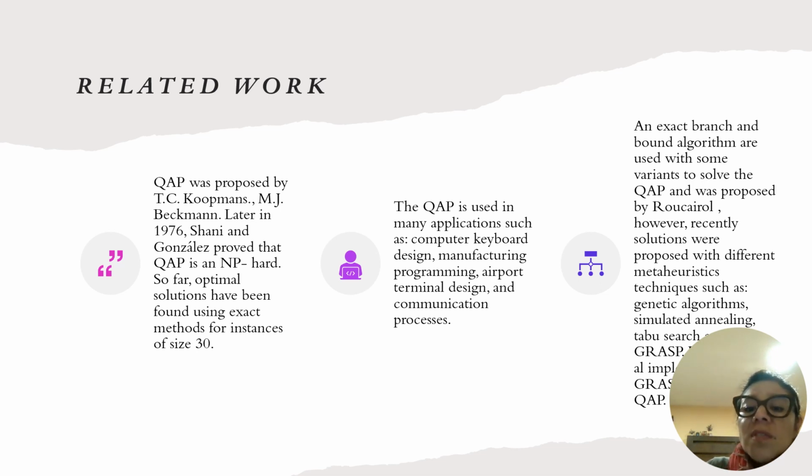The QAP is used in many applications such as computer keyboard design, manufacturing, programming, airport terminal design, and communications processes. An exact branch and bound algorithm with some variants to solve the QAP was proposed by Pardalos. However, recent solutions with different metaheuristic techniques such as genetic algorithms, simulated annealing, and GRASP are implemented to solve these problems.